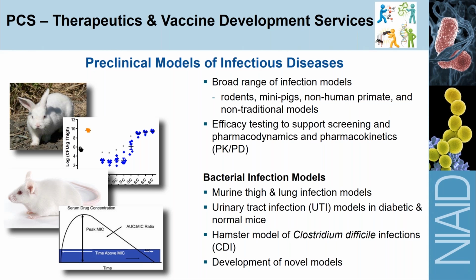And so particularly for bacterial infections, we offer currently murine thigh and lung infection models, as well as UTI models in diabetic and normal mice. And we have a hamster model of Clostridium difficile infections. And those are just contracts that we use fairly routinely and frequently for bacterial projects. But we also have the ability to set up novel models as needed. And so if you had a specific animal model you were interested in, you could come to us and talk about the possibility of setting that up.